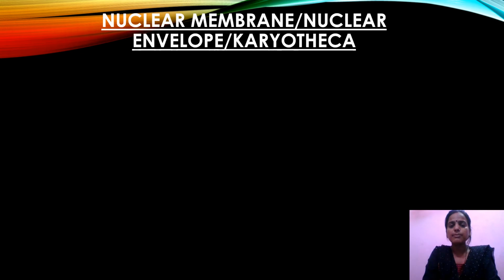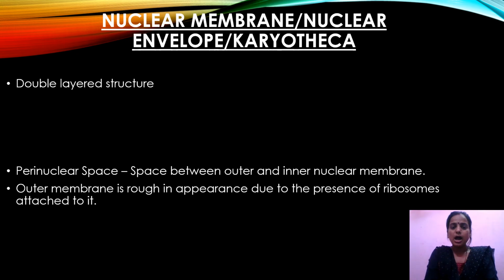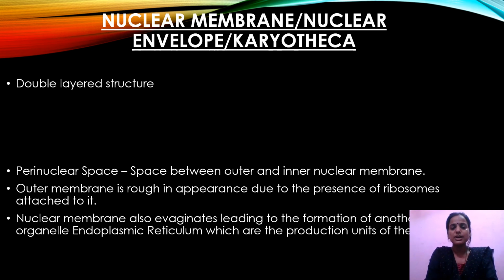Now let us talk about the nuclear membrane. Nuclear membrane is also known as nuclear envelope or karyotheca. This nuclear membrane is a double layered structure. A space is present between the outer and the inner nuclear membrane, which is known as perinuclear space. The outer membrane is rough in appearance due to the presence of ribosomes attached to it, and the nuclear membrane also evaginates, leading to the formation of another organelle, the endoplasmic reticulum, which are the production units of the cells.